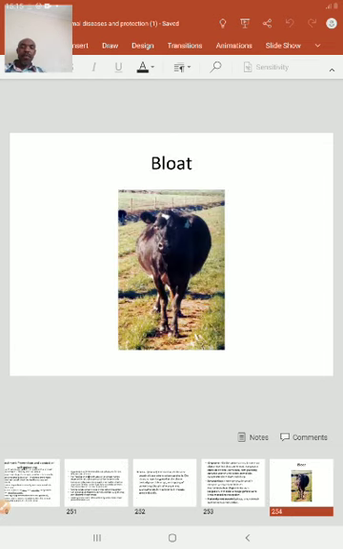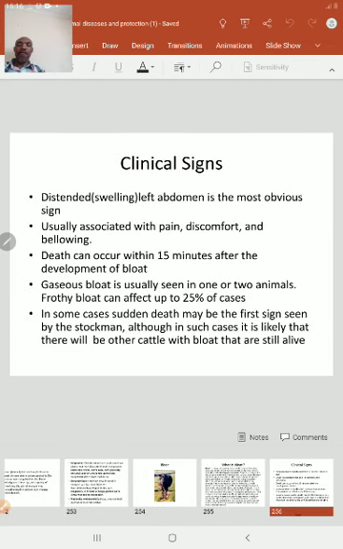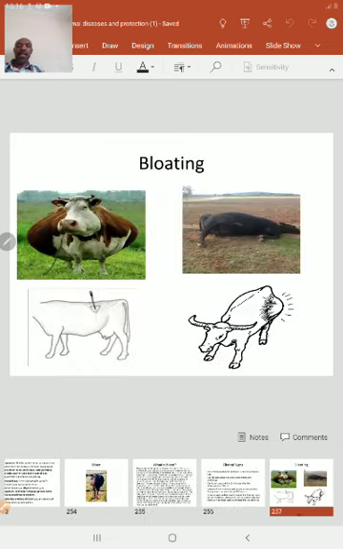Then there's an example of a bloat. What is a bloat? A bloat is simply the build-up of gas in the rumen. The way the animal will get rid of the gas is belching, or eructation. If that does not happen, you will find a swollen or distended left abdomen, which is usually very painful, and death will come in just 15 minutes because the gas does not come out.